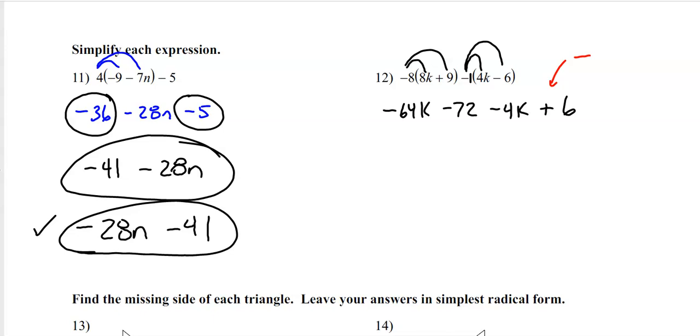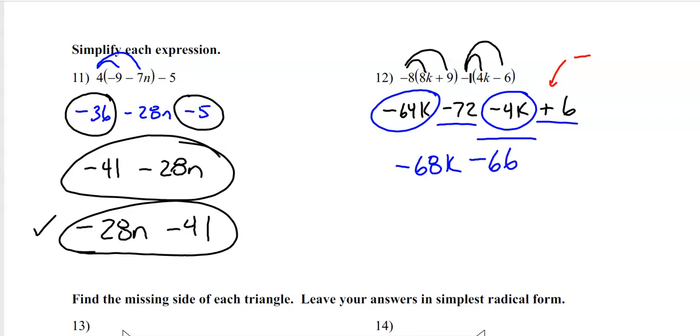So let's gather up our like terms. We have 64 negative, 4 more negative. That's a negative 68k. Then we have 72 negative, 6 positive. That puts me at what? Negative 66. And I believe that would be our answer for that one.